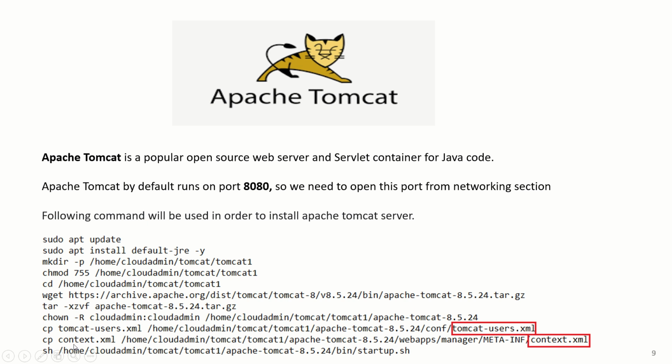We also need to make some correction in the context.xml file, and we'll replace it with the file that is available in our Tomcat binaries. Once that is done, we'll use this particular command in order to start Apache Tomcat.